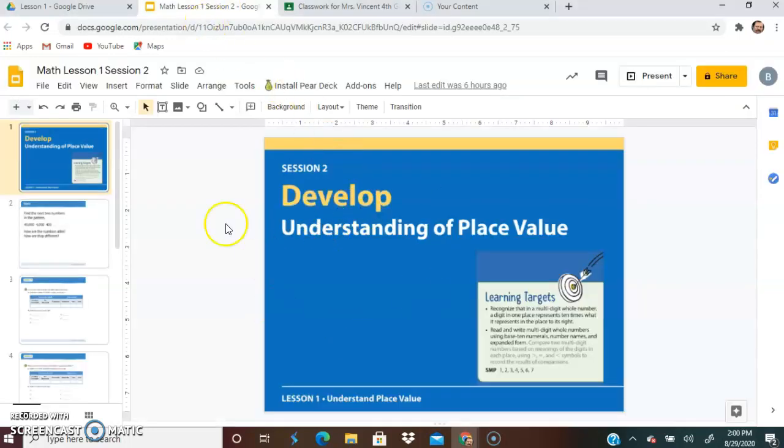Hi, fourth grade. We're ready for Math Lesson 1, Session 2 today. So in your textbooks, you need to be on page 9. Anytime you need to pause the video, just pause and go grab that book, okay? I'm going to keep going. Today's lesson is all about understanding place value.